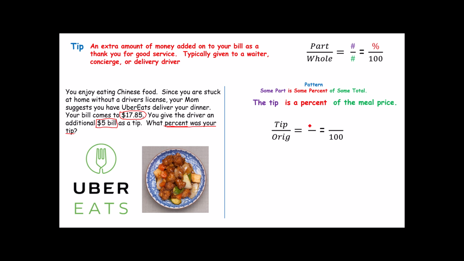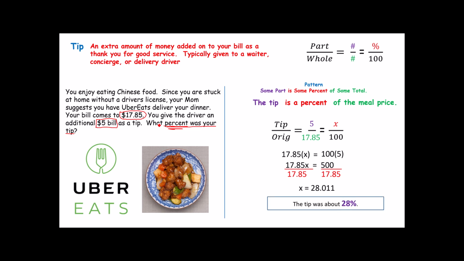Do we know the dollar amount of the tip? It was a $5 tip. Do we know the percent that is the tip? Well, no, that's the question. That's my unknown. Do we know the original price? $17.85. There again, that's the hard part. We're going to cross multiply, simplify, and divide both sides by the 1785 to get 28.011. Notice that is roughly a 28% tip.